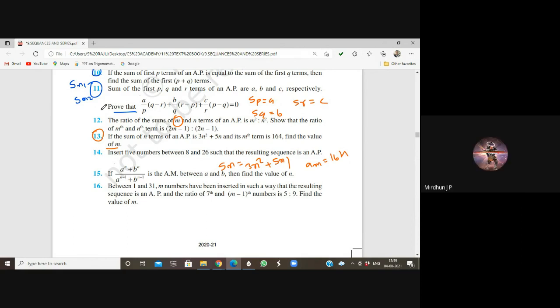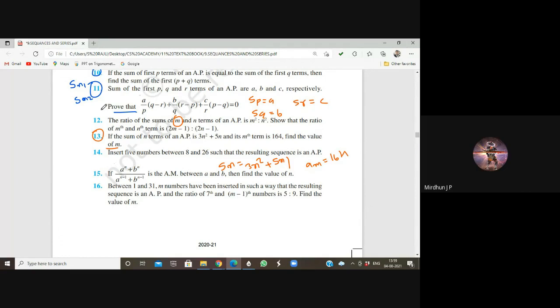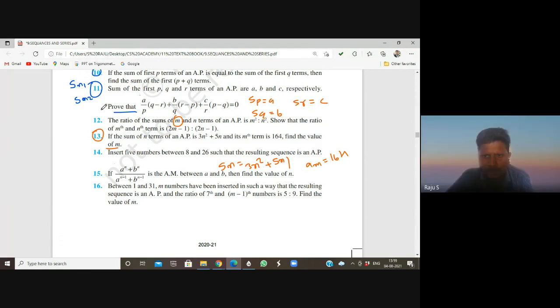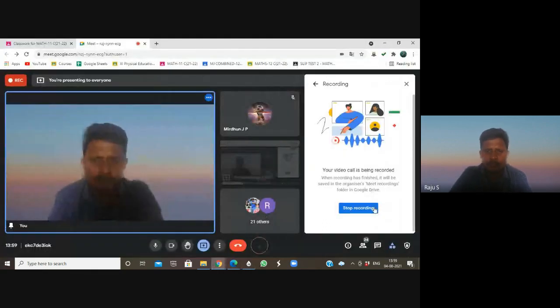So how can we do this? Sir, with the help of the formula, we can substitute 3n square plus 5n like that, and we can find the value of a and the common difference, sir. Okay, sir, Am equal to 164, sir. So a plus m minus 1 into d is equal to 164. If we substitute, we will get the m value, sir. Surely. Correct. Can you try this question? Yes, sir.